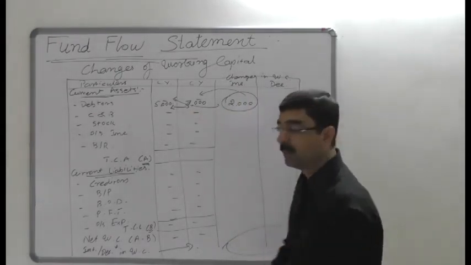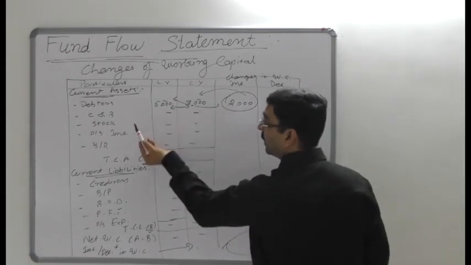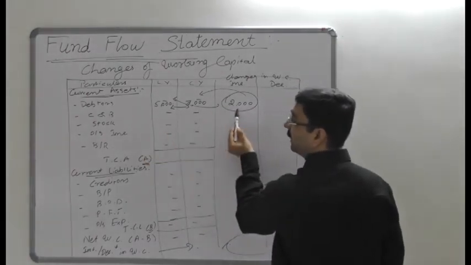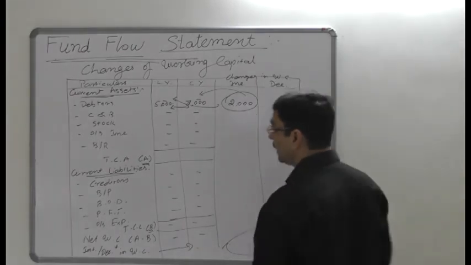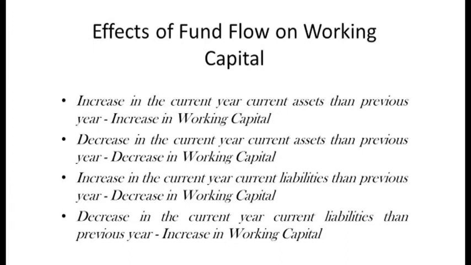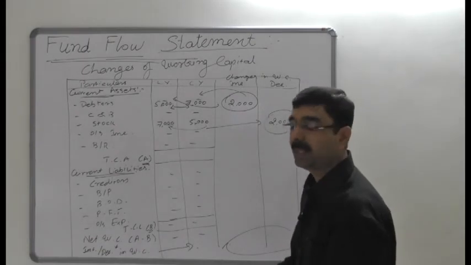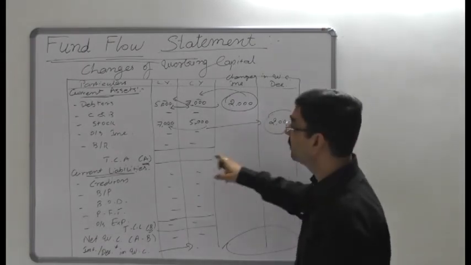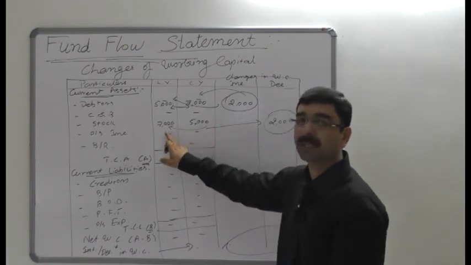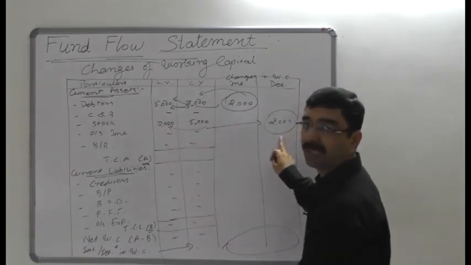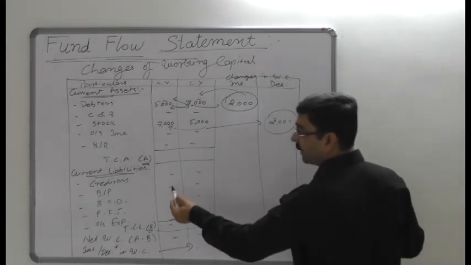It's the first formula. If the current year current assets are higher than the last year, it shows an increase in working capital. In the reverse case, if the last year current assets are 7,000 and the current year current assets are rupees 5,000, that means the current year current assets are lower than the last year, and it always shows a decrease in working capital. This is the second formula. If the current year current assets are lower than the last year, then it shows a decrease in working capital. Now let's see the effect for the current liabilities.